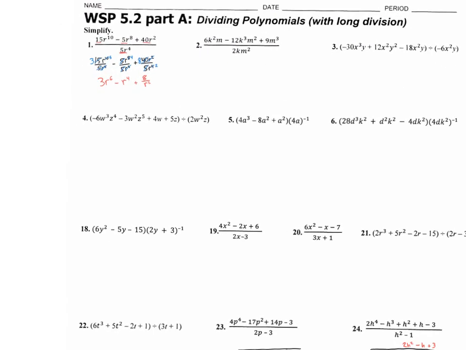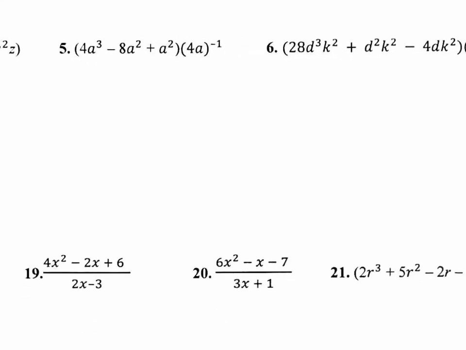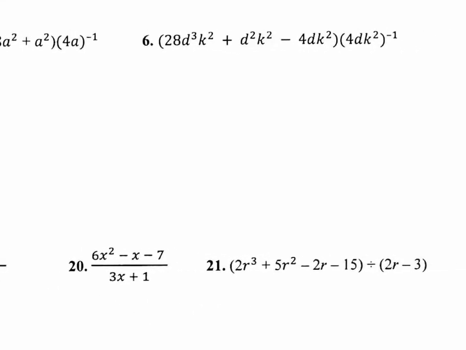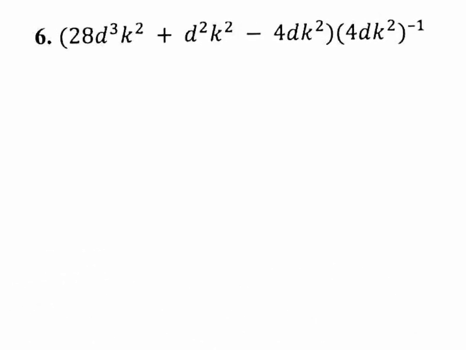Would you like to see another one? Which one? Number 2, 3, 4, 5, 6. Which one? 5? 6? Well, 6 is a little bit more challenging. You guys want 6? Yeah, 6. 6, a little bit more challenging. Okay. All right. So here we go, guys.